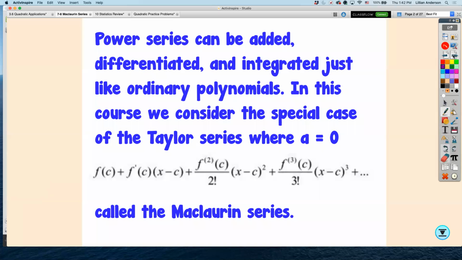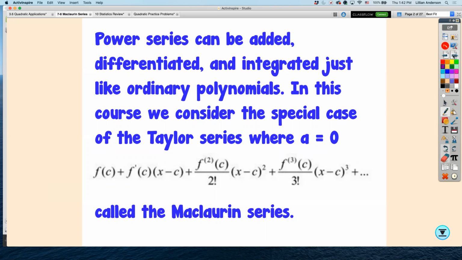So a power series can either be added, multiplied, subtracted. All the basic operations can be performed, it can be differentiated, and it can be integrated just like ordinary polynomials. In this course, we consider a special case of the Taylor series where a is equal to 0. So what you see printed is the Taylor series. You do not have to be responsible for that.